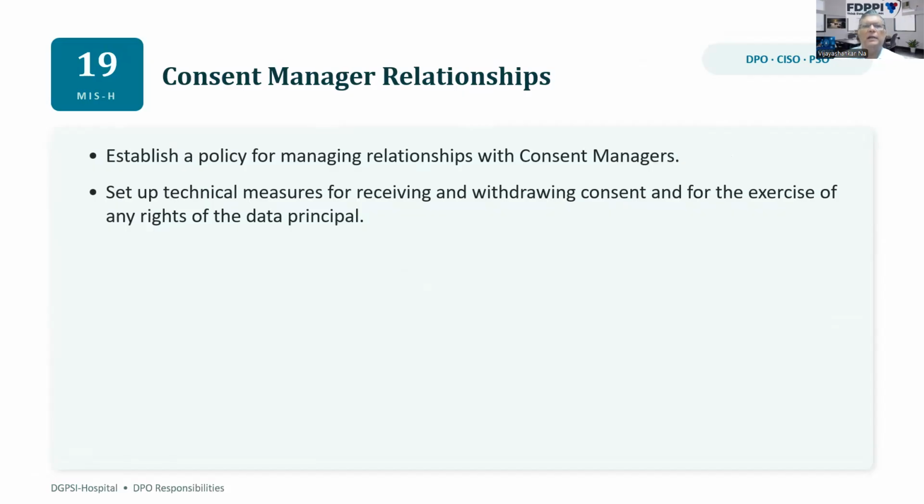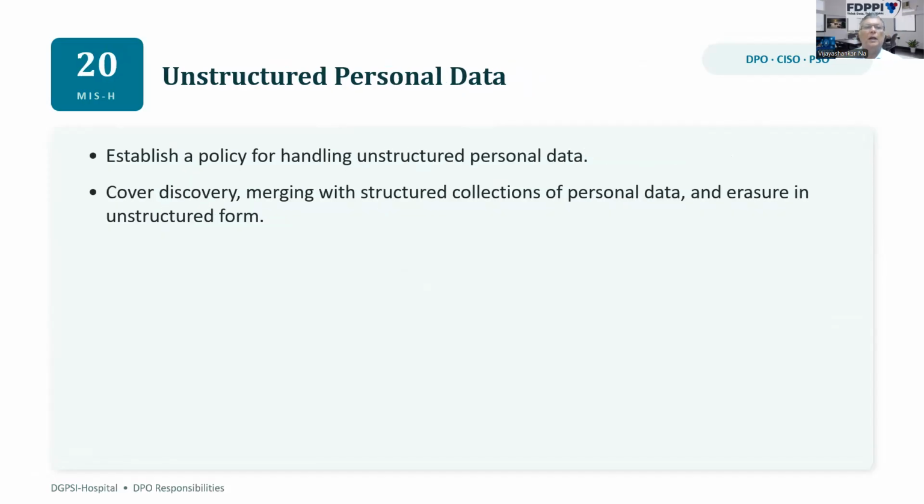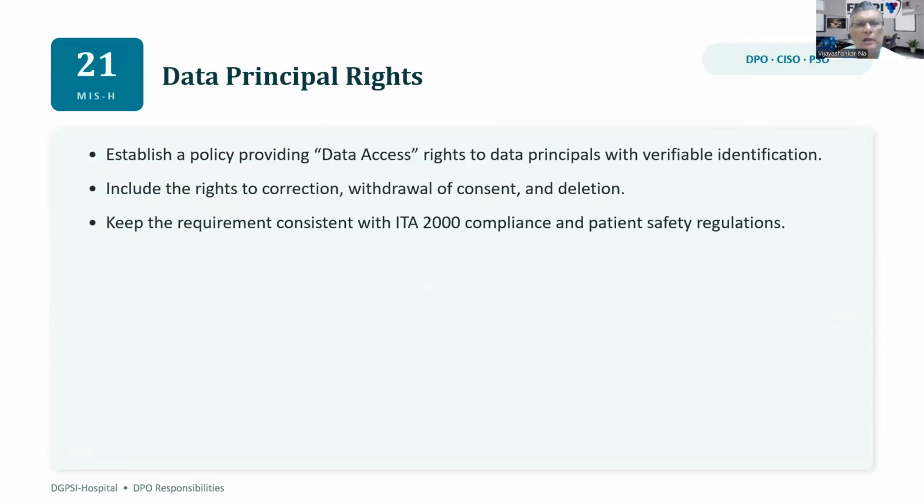MIS 19 is establishing a policy and system for managing relationships with consent managers who are likely to be registered by the DPB in due course. MIS 20 is to handle the unstructured personal data, a separate policy of how that has to be handled. Should cover discovery, merging with structured collections of personal data, and erasure in unstructured form.